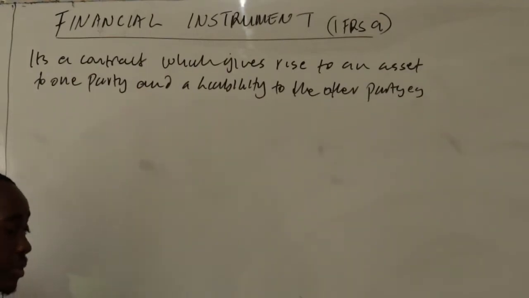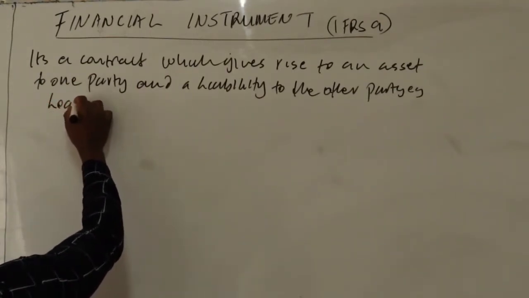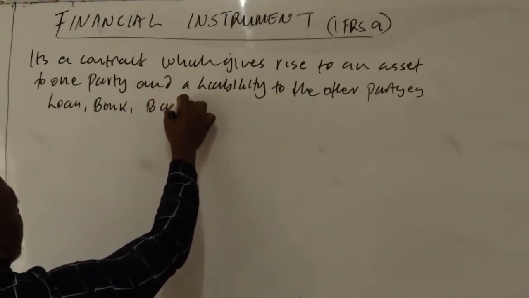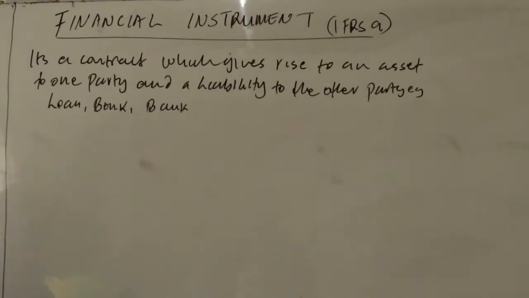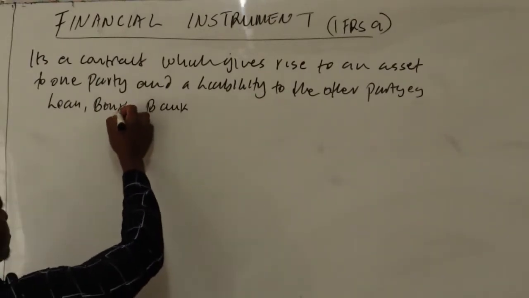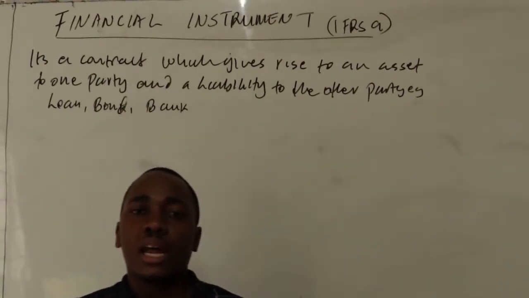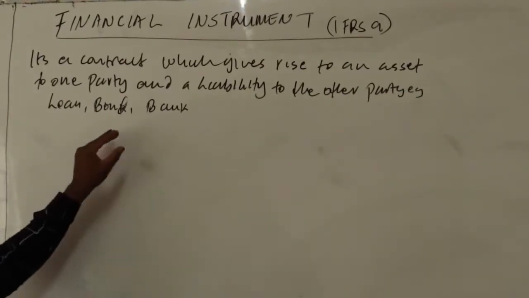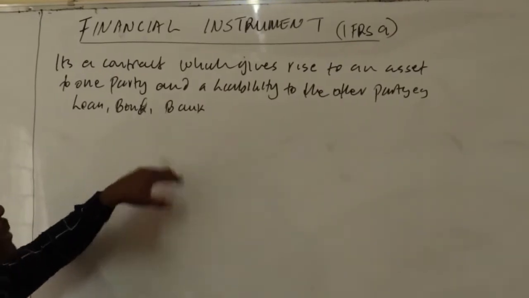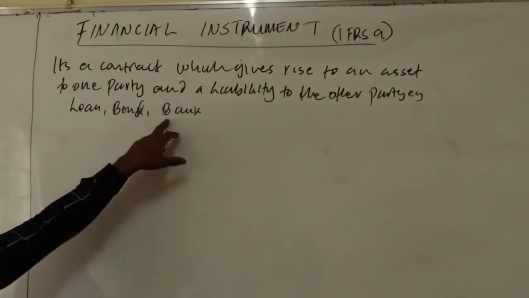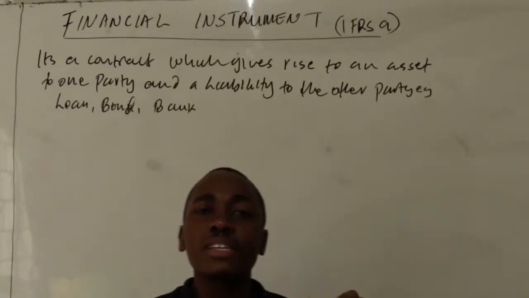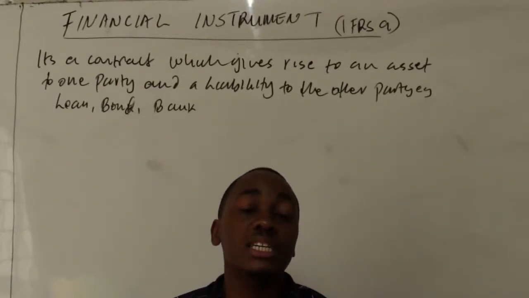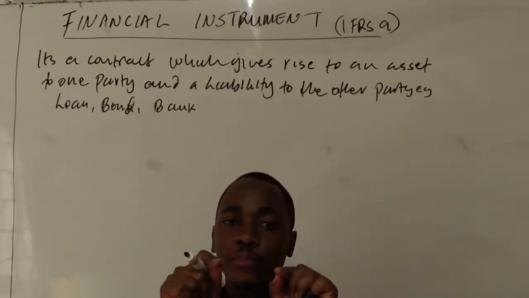E.g., for example, assume we have a loan, a bond, bank or cash at bank. For example, if the company issues a bond, now to the company that bond becomes a liability, but the person who acquires that bond, the bond holder, has an asset. If you take your cash to the bank, that means to the bank that amount is a liability because that amount does not belong to the bank. It will belong to the client. But to you, it's an asset.